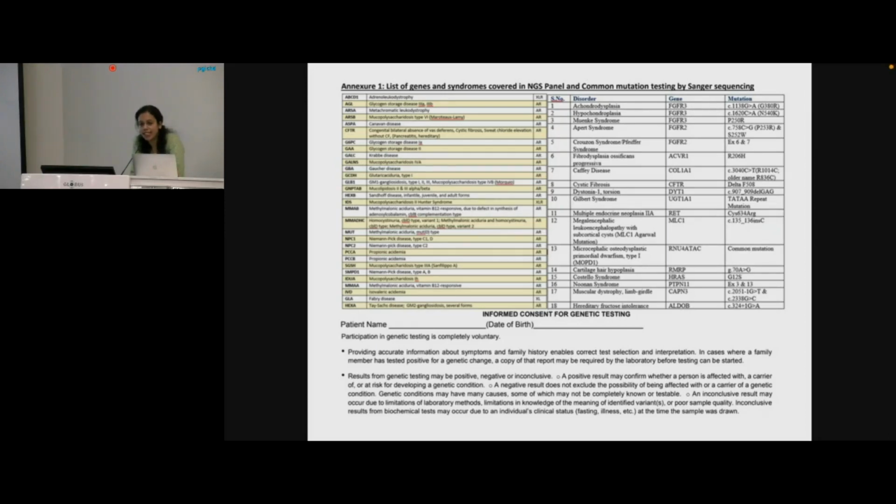So the important thing is your contribution is equally important if you want to get the diagnosis. You need to do a little homework for that. Not only global developmental delay, intellectual disability, send for the NGS. It is not like that. You are going to end up with a negative result or inconclusive result. You need to do the homework.